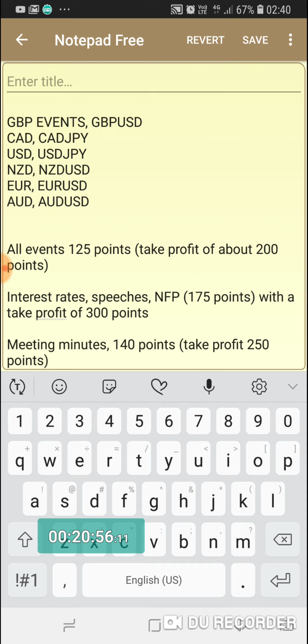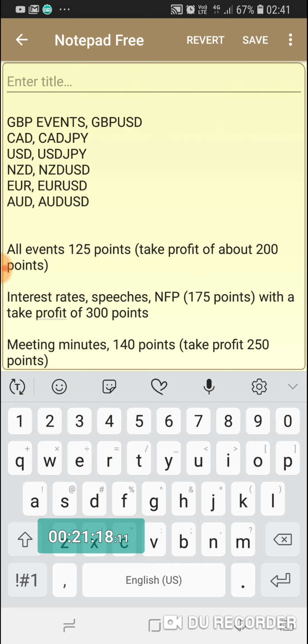You must set your buy stop order based on the ask price, not the bid price. I repeat. And then you must set your sell stop order based on the bid price.